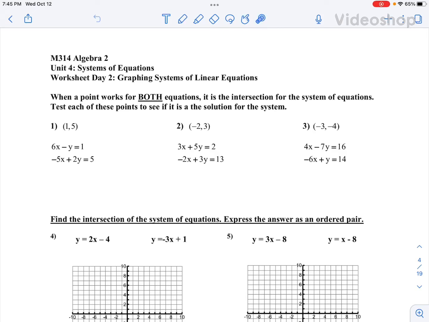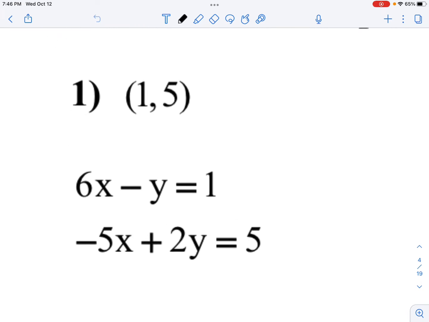All right, you guys, we are on Unit 4, Day 2. So find that. This is exactly what we worked on in class a little bit yesterday. I just want to do a couple more examples to refresh your memory on what you're supposed to do. And then you will finish the worksheet, get it checked, and you'll be done for the day. So I'm just going to start with number 1.